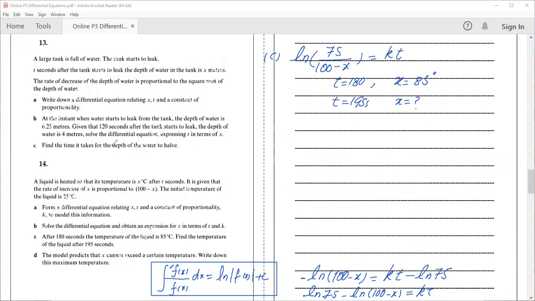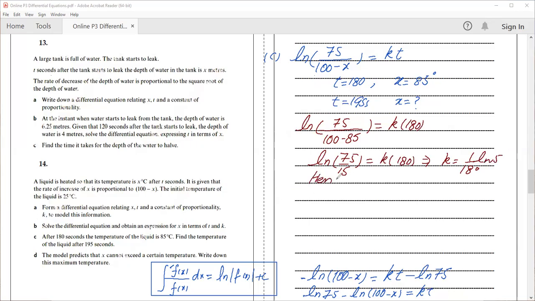So t is equal to 180, x is equal to 85. That becomes log natural of 75 divided by 100 minus 85 is equal to k times 180. So the answer of this one is log natural of 75 over 15 is equal to k times 180. Similarly, find the value of k. That becomes 1 over 180 times log natural of 75 over 15, that becomes log natural of 5.